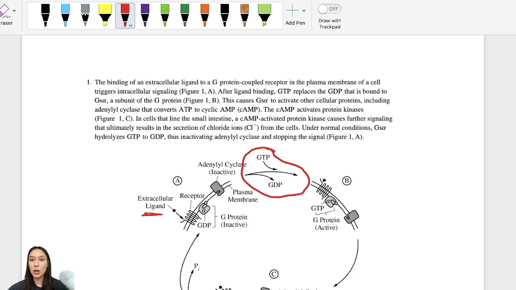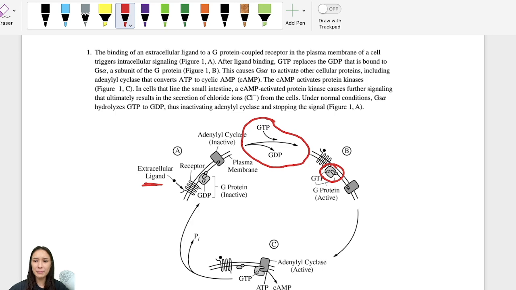So this is going to cause GS alpha to activate other cellular proteins, including adenylyl cyclase, that converts ATP to cyclic AMP. So now you have this GS alpha, which only became activated after you spent this GTP. Again, the GTP is an energy molecule, so it's likely you spent the GTP to make the energy to activate this GS alpha. And then what's going to happen is that GS alpha is going to turn ATP into cyclic AMP. So you've got ATP turning into cyclic AMP once the adenylyl cyclase is activated, thanks to our GS alpha.